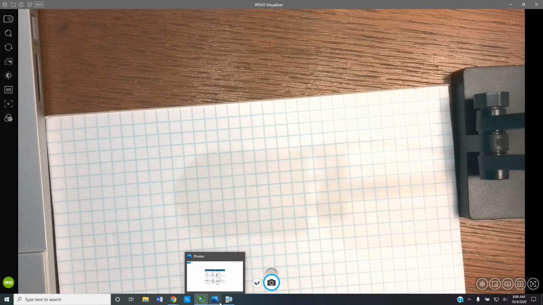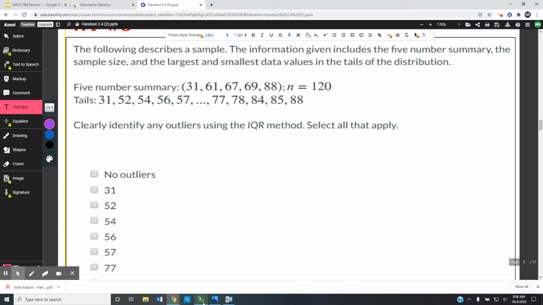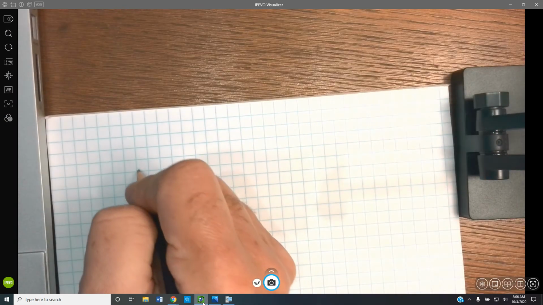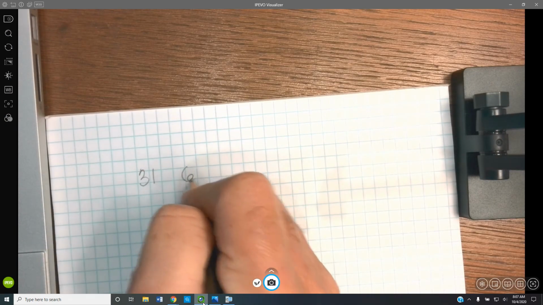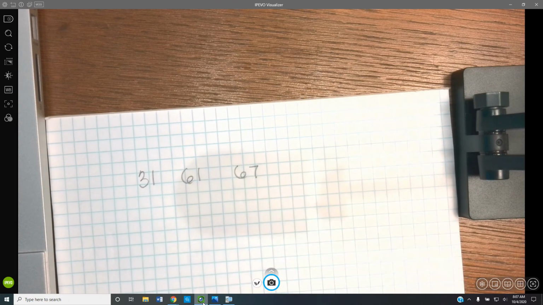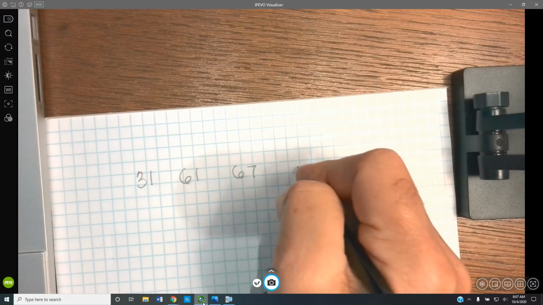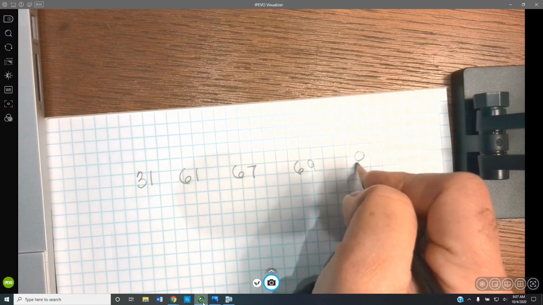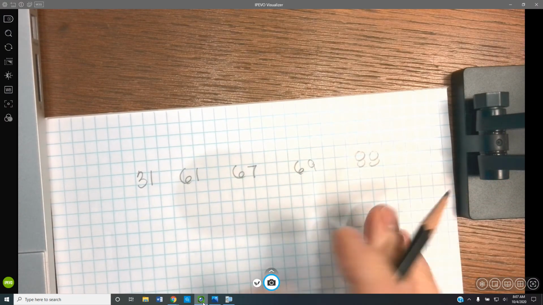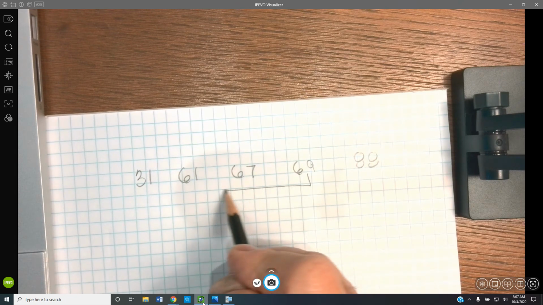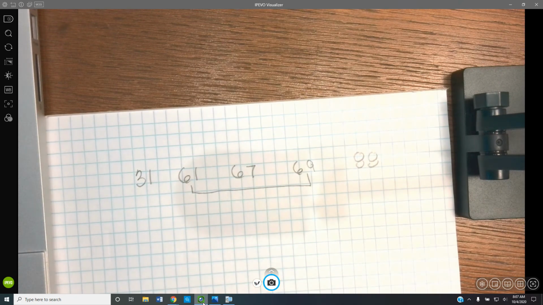So our interquartile, right, so we have a 31. I got to go back and get them again. Hold on one second. I got a 31, 61, and 67. So we have a 31, 61, a 67. We have a 69 and an 88. And those are listed in 5-number summary fashion. So right here is Q3 and Q1.